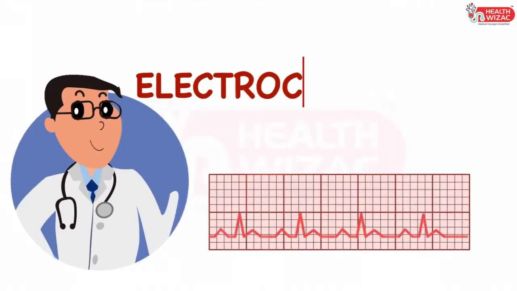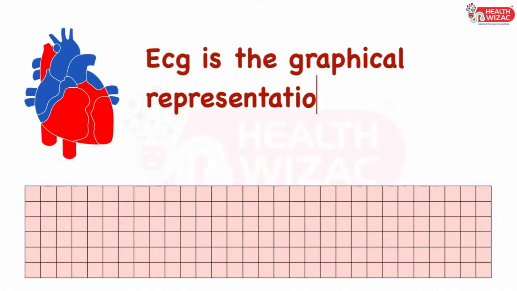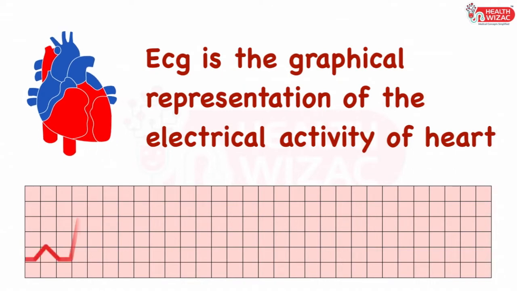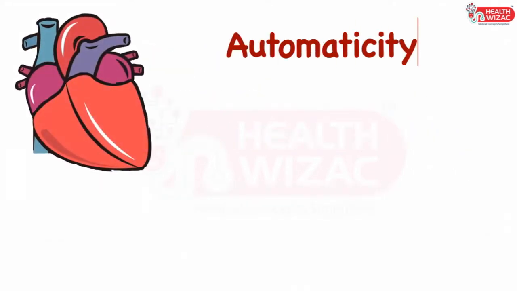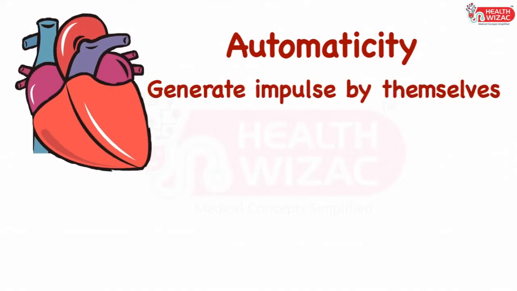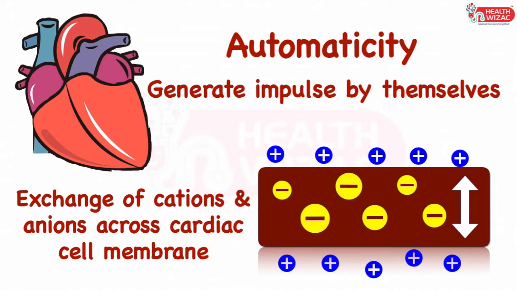In this video, we will learn about electrocardiogram or ECG. ECG is a graphical representation of the electrical activity of the heart. Cardiac muscles are known for their automaticity, that is, they generate the impulse by themselves. This impulse is primarily generated because of exchange of cations and anions across the cardiac cell membranes.